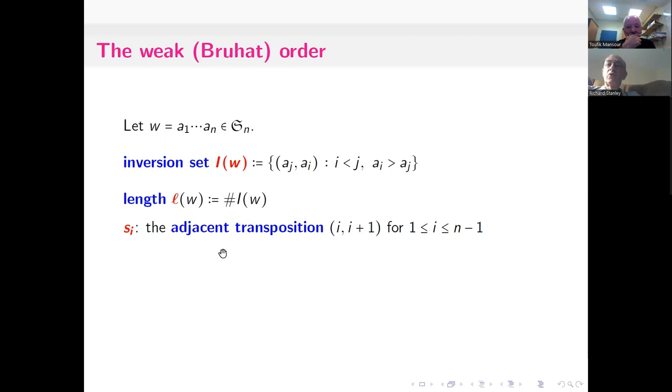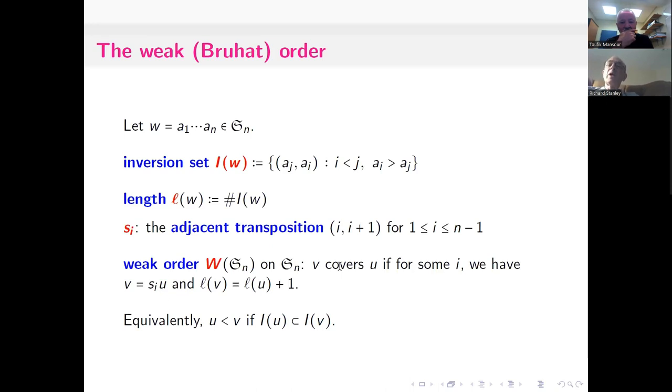I'm sure you should know the definition of an adjacent transposition, a permutation that transposes i and i+1, fixes all the other elements. The weak order W(Sn), the partial ordering on Sn, we say that permutation v covers u if for some i, v is obtained by applying an adjacent transposition to u that increases the length by one. Really, it's changing two consecutive elements of u that are in order. Another, equivalent definition is saying that u is less than v if the inversion set of u is strictly contained in the inversion set of v.